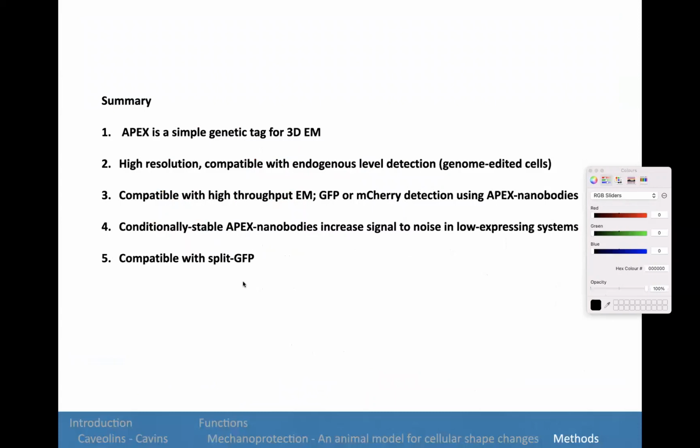So Apex is a simple genetic tag for 3D-EM. It's high resolution. We can use it for endogenous level detection. We've used genome edited cells. It's compatible with high throughput EM, and we've got both GFP or M-Cherry systems. We've used conditionally stable nanobodies, and it's compatible with split GFP.